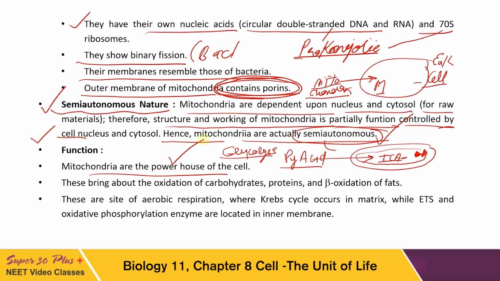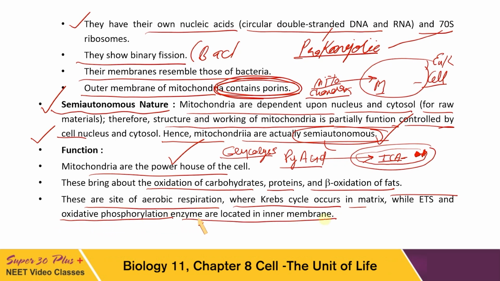Powerhouse of the cell, energy is generated. They bring about the release of this energy. Oxidation of carbohydrate, protein and fats will take place to release energy. This is the site of aerobic respiration, where the Krebs cycle will occur in the matrix, while the electron transport system and oxidative phosphorylation will take place on the inner membrane, that is in the F1 particle. Is it right? This is in brief the structure and function of mitochondria.